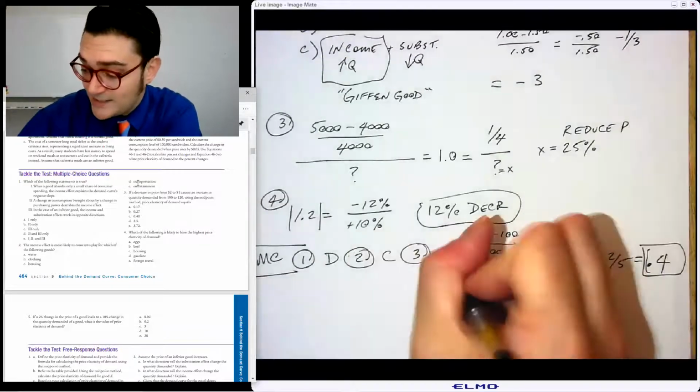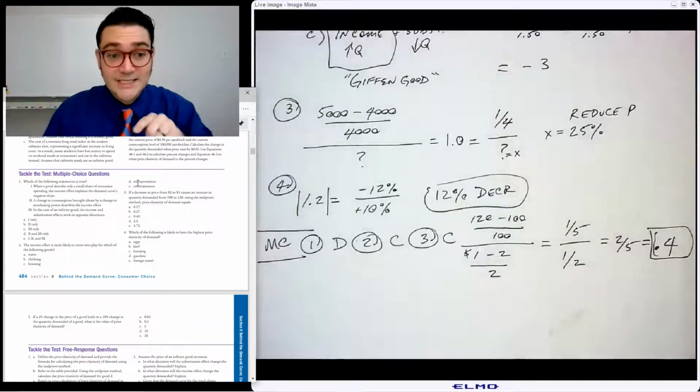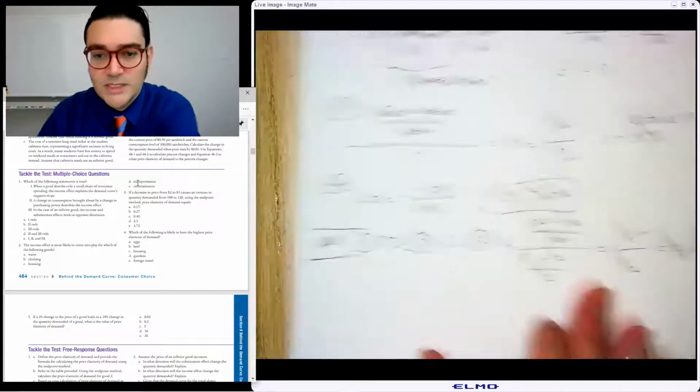So note that the correct answer for the midpoint method is not C, it's a different answer, but you don't have to worry about that. For our purposes, we'll just accept C.